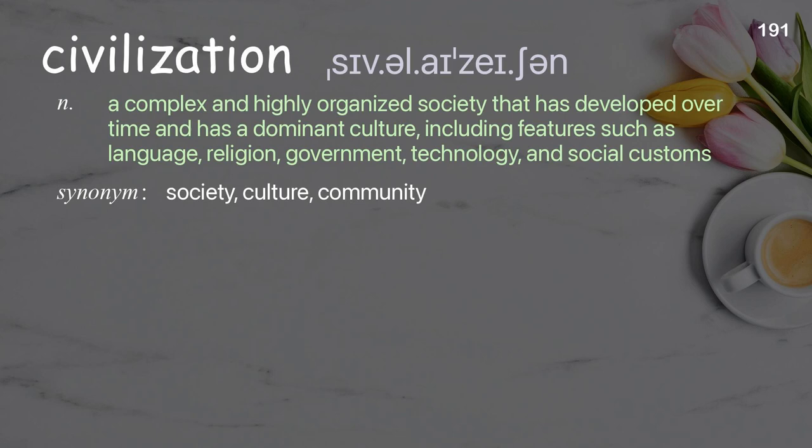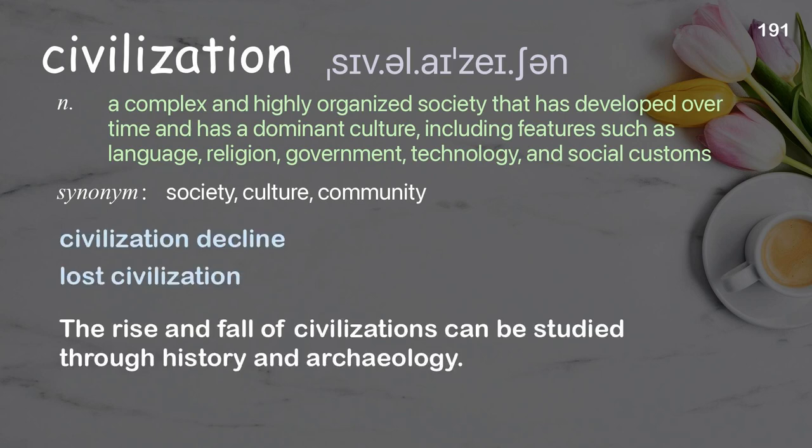Civilization. A complex and highly organized society that has developed over time and has a dominant culture, including features such as language, religion, government, technology, and social customs. Examples: civilization decline, lost civilization. The rise and fall of civilizations can be studied through history and archaeology.